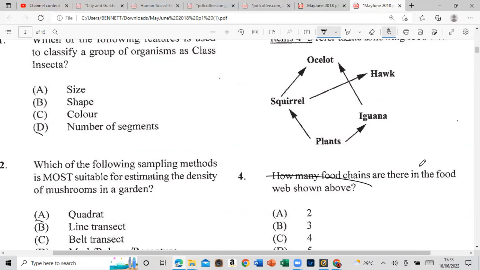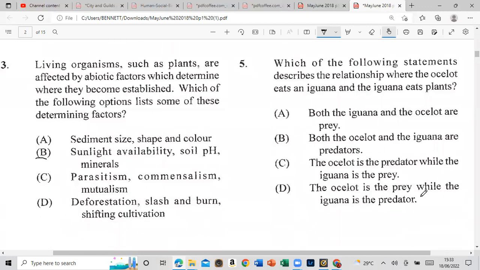How many food chains are there in the food web shown above? So this is a producer. Plus 1, plus 2, 3. All right, so our answer for number 4 is B. So that's 3. Let's move on to number 5.